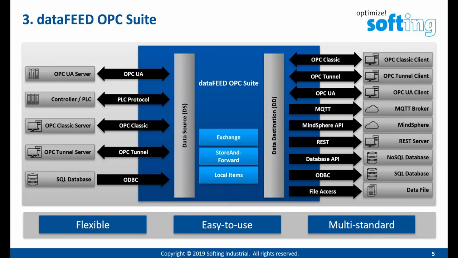And once we have done that, we can decide to which data destination we want to send that data or we want to provide that data. A possible example would be we want to grab data from an OPC UA server, so my data source is OPC UA, and I want to convert this data to a data destination OPC Classic. Or another example would be we collect data from a PLC and the destination would be our SQL database. So we collect data from the PLC and write that data into a database.